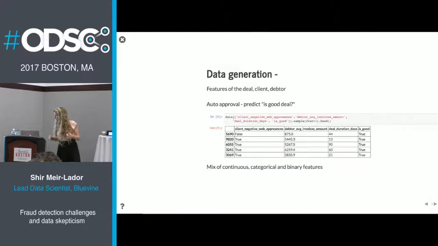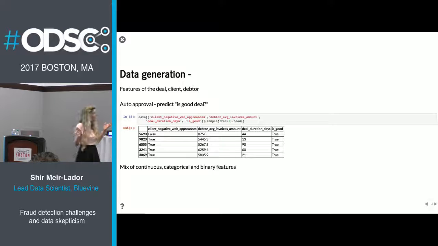So for example, my data frame would look something like this. I would gather data for all of my deals, all of the deals I have in my system. And for each of them, I will find, by the specific point in time of the deal, all of the relevant features. For example, client negative web appearances, meaning how many negative web appearances the client had or we saw. Debtor average invoices amount from the history with us, and deal duration days, all kinds of features.